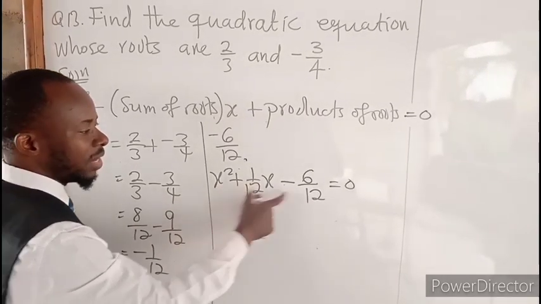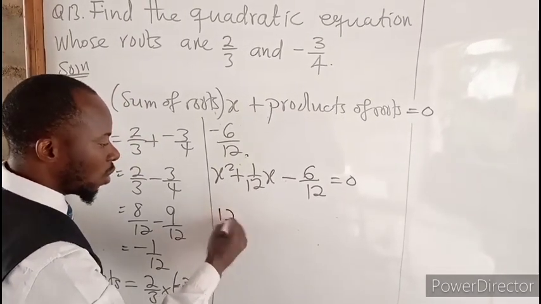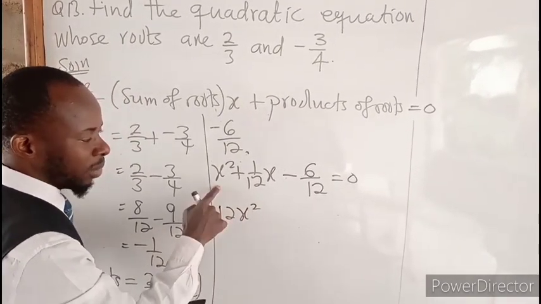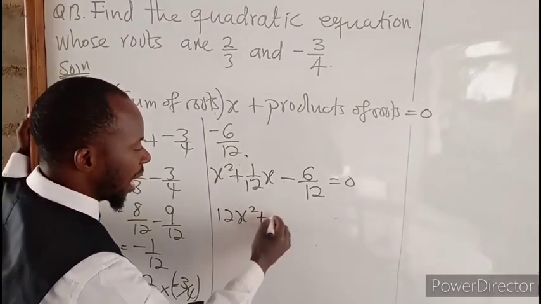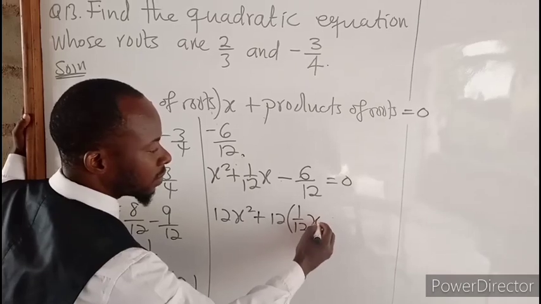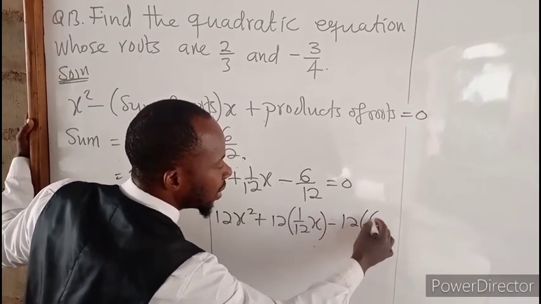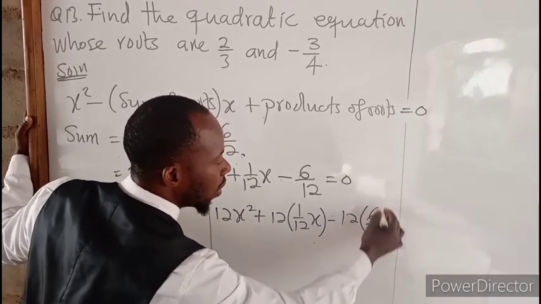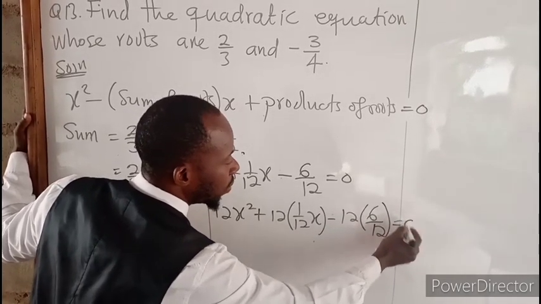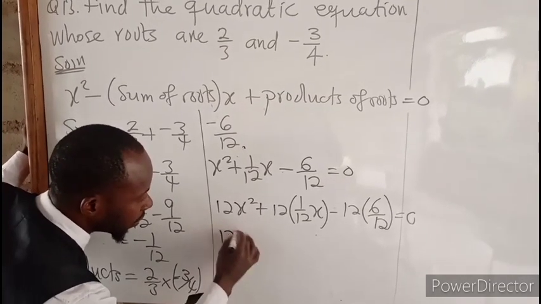So multiply every term of the equation by this 12. So I'll be having 12x squared by multiplication, then plus 12 multiplying 1 over 12x, then minus 12 multiplying 6 over what? 12 equals to 12 times 0 will still be 0. So let's see what we get.